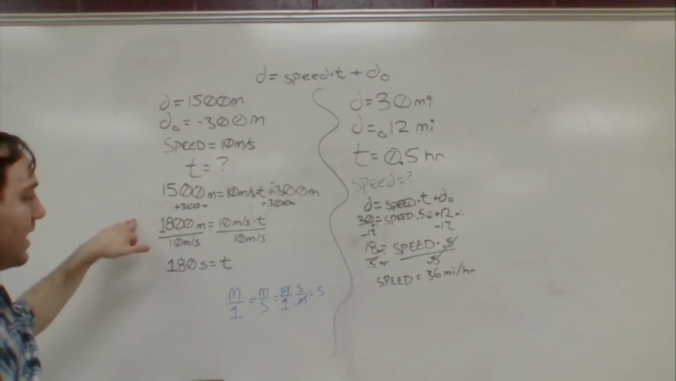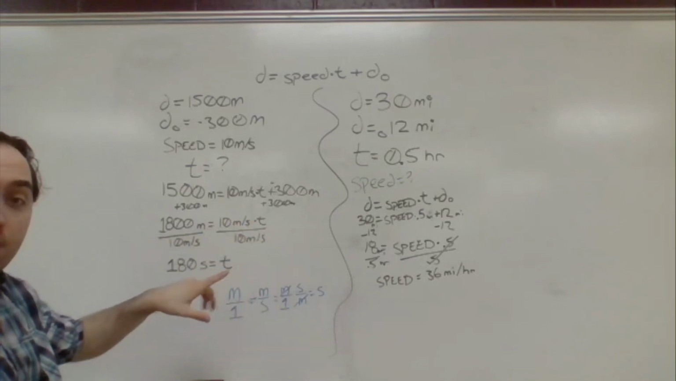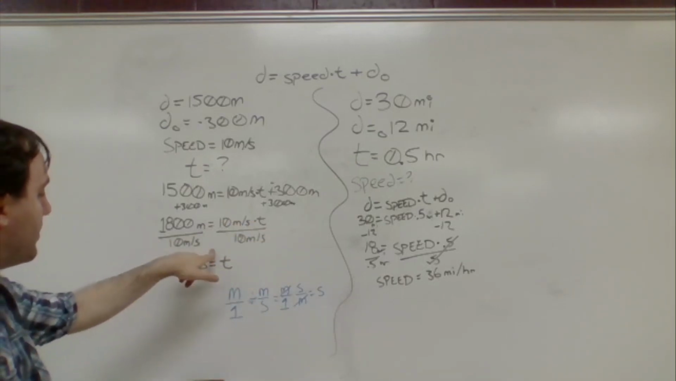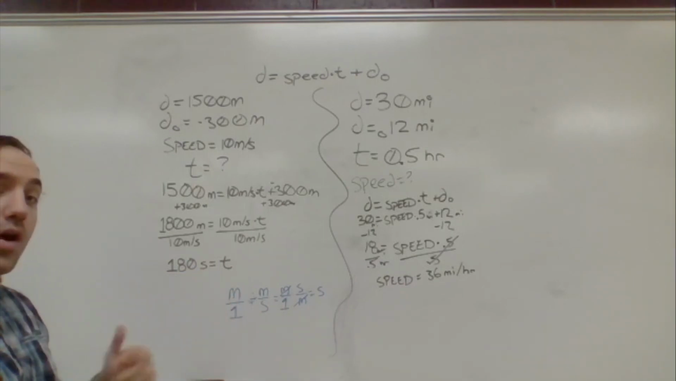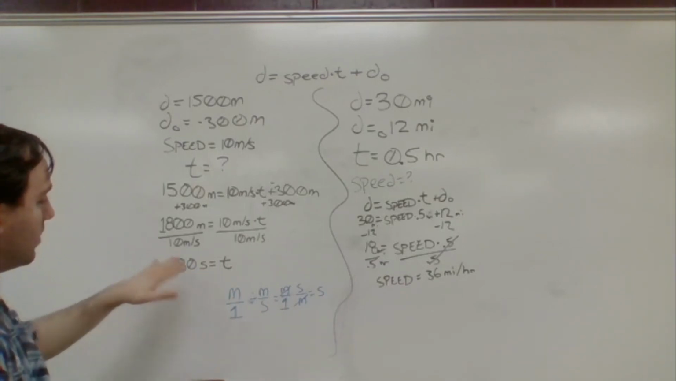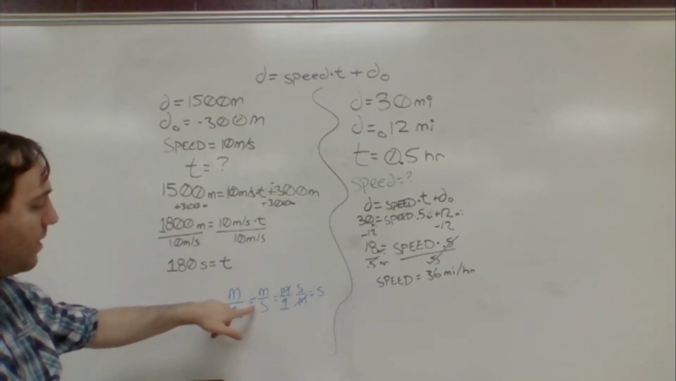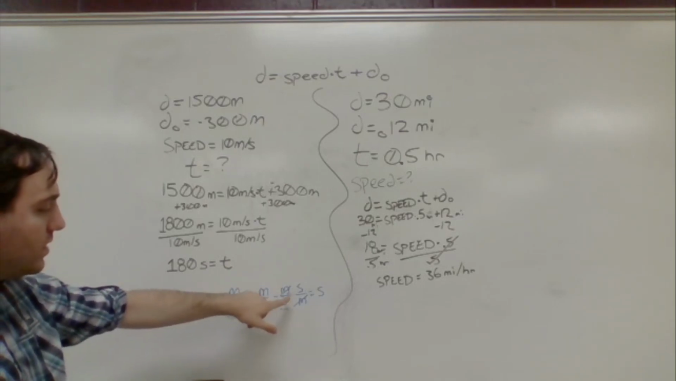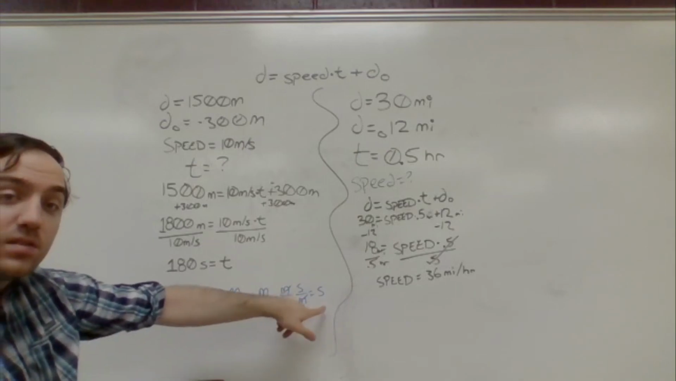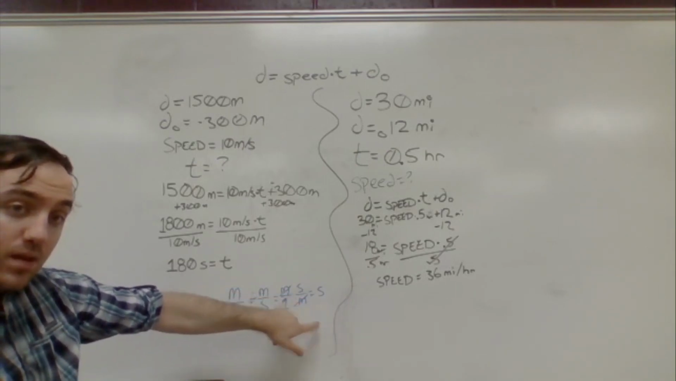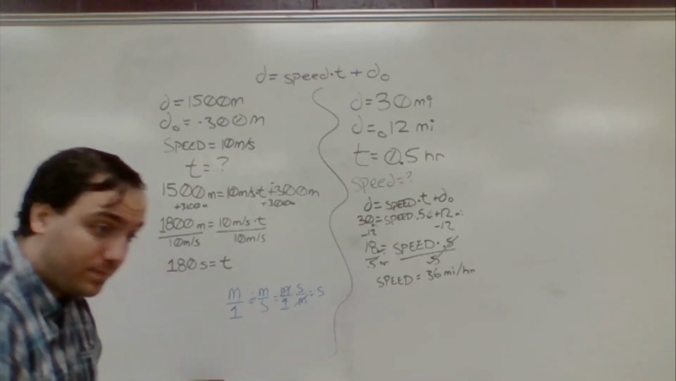Add those two together, I get 1,800 meters equals 10 meters per second times t. Divide by 10 meters per second, divide by 10 meters per second, I get 180 seconds equals t. Notice, again, how the units cancel here. Meters, which is effectively over 1, divided by meters per second is the same as meters over 1 times seconds over meters. The meters on top and meters on bottom cancel, leaving me with seconds. This way, we don't have to think about units if we follow the units through doing the math.